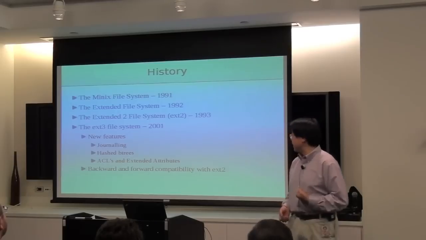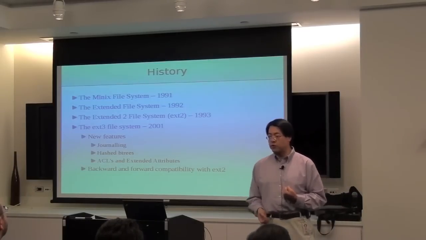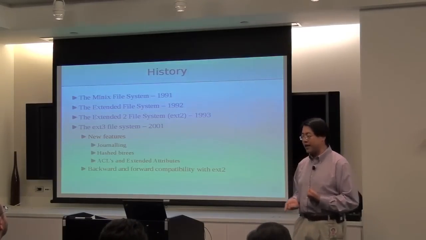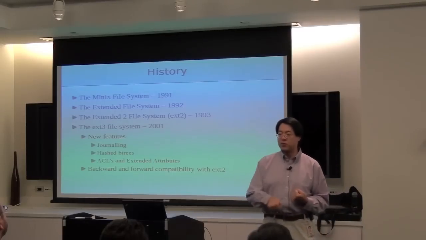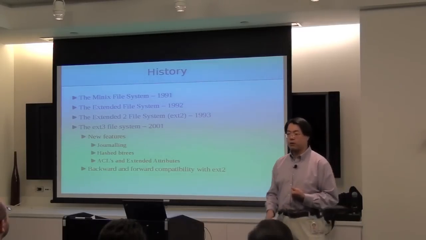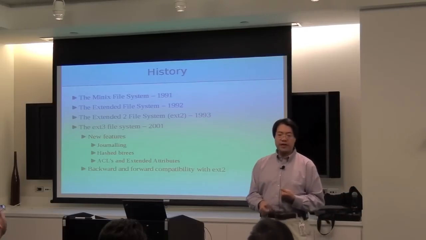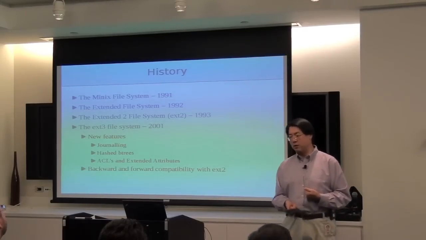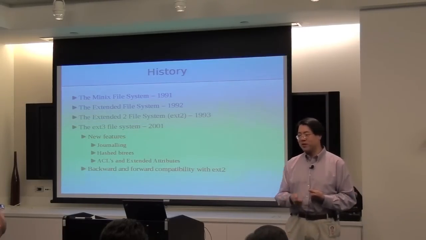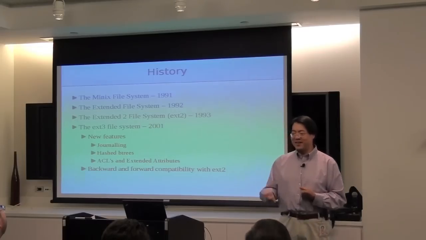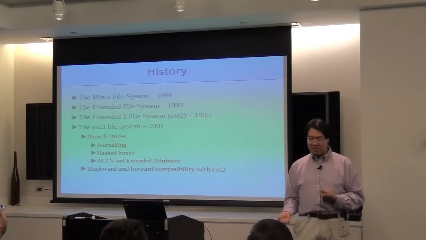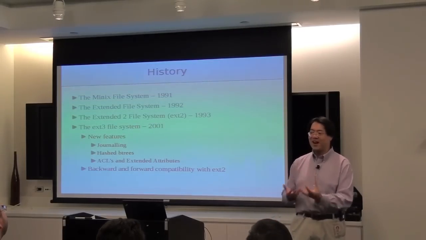So the ext3 file system was first made the Linux tree in November of 2001. It technically was not the first file system with journaling. That honor actually goes to ReiserFS, which entered the Linux kernel tree in January of that year. Unfortunately, it wasn't really stable, so no one actually trusted it until November. So I kind of call it a tie.